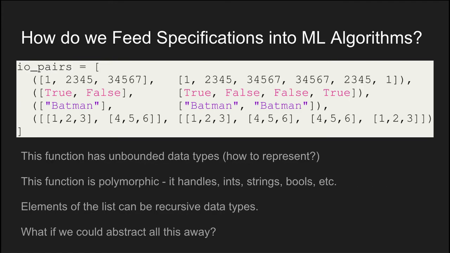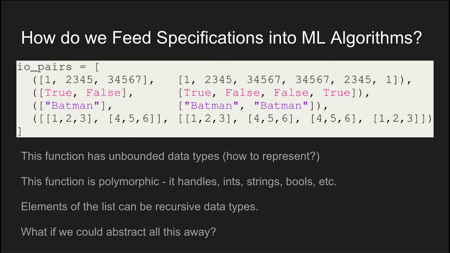Now, we'd like to take this specification and feed it into a machine learning model that we hope will spit out the correct program. But how do we do this? If the inputs are small numbers or strings, then it's easy, but it's not easy in general. For instance, how do you represent unbounded data types, or polymorphic functions, or recursive inputs? All of which this example has. What if we could abstract away all these problems? So, we can, which is what this is about.